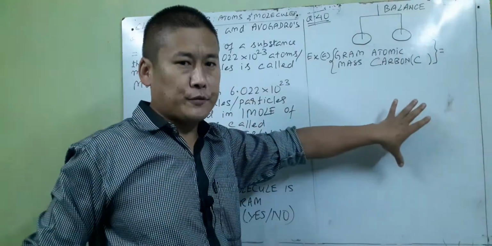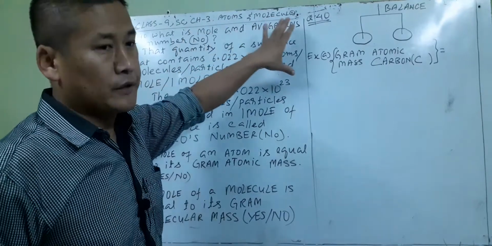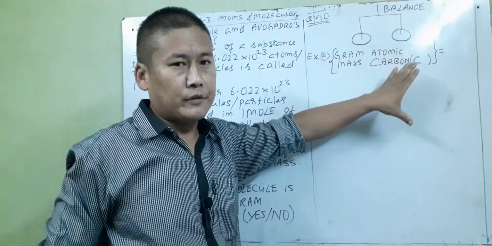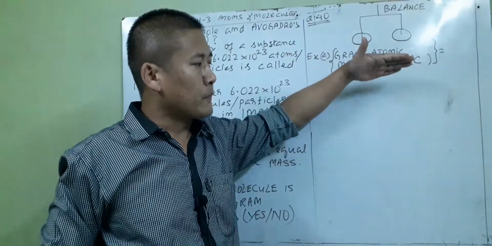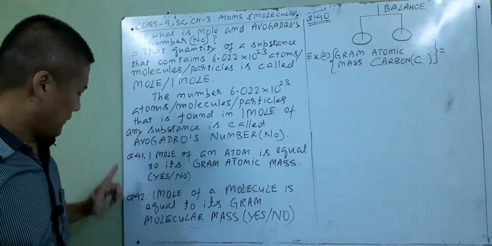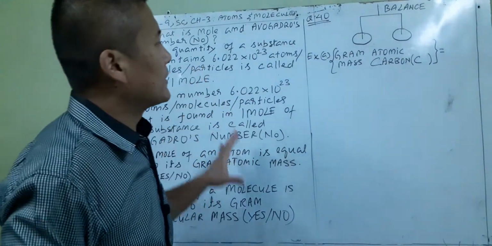Okay, so this portion for class 9, chapter 3, atoms and molecules, is very important, okay? We're going to use this one to solve all the numericals. So this is question number 40, 41, and 42 on your tuition note, as you can see. So let us try to understand them.